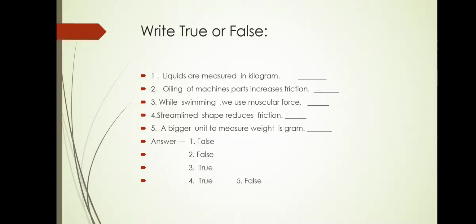Fourth, streamlined shape reduces friction. This is true. As we know, aeroplane, rocket, all are made in the shape of streamlined because it reduces the friction.